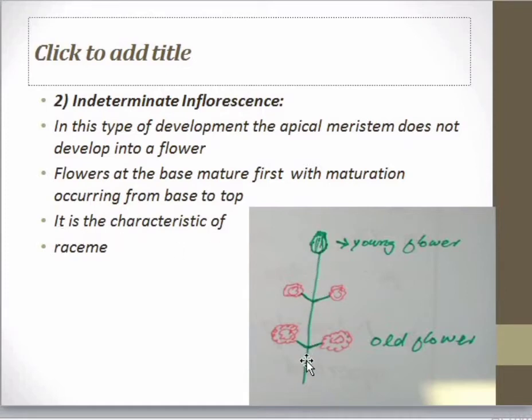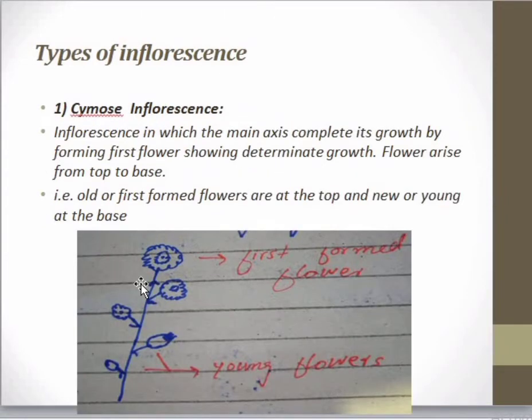This is the main branch or axis. This grows in this direction and forms flowers. These flowers are formed. The axis then grows. Then these flowers are formed, and this continues in this manner. New flowers are formed at the top. Old ones lie to the base. Characteristic of raceme.